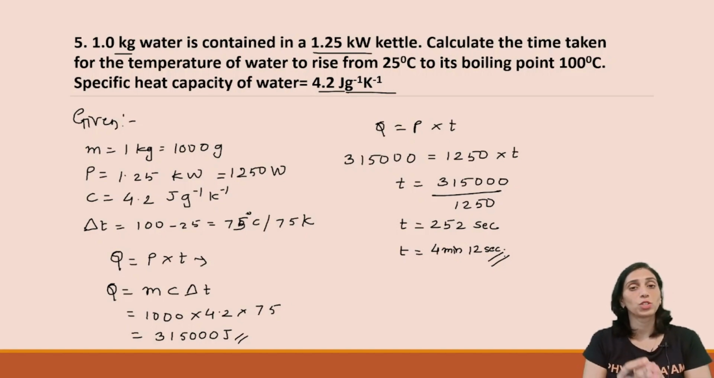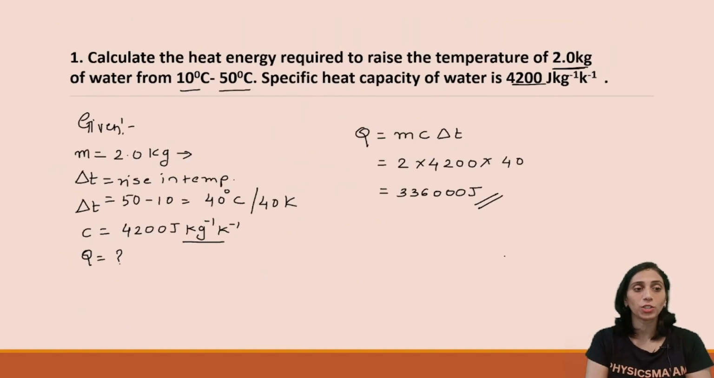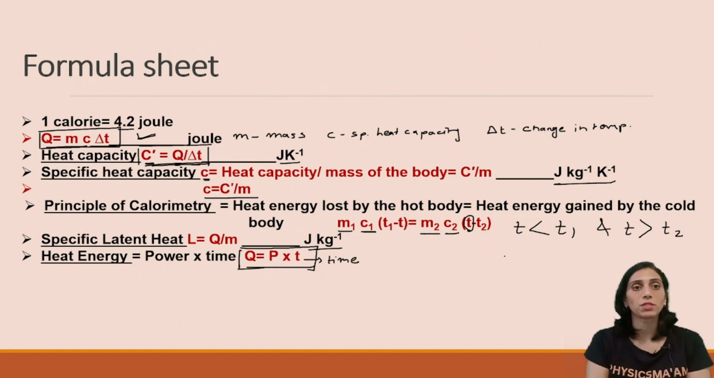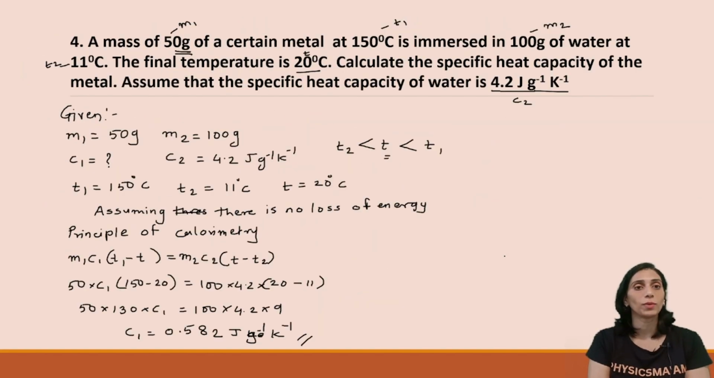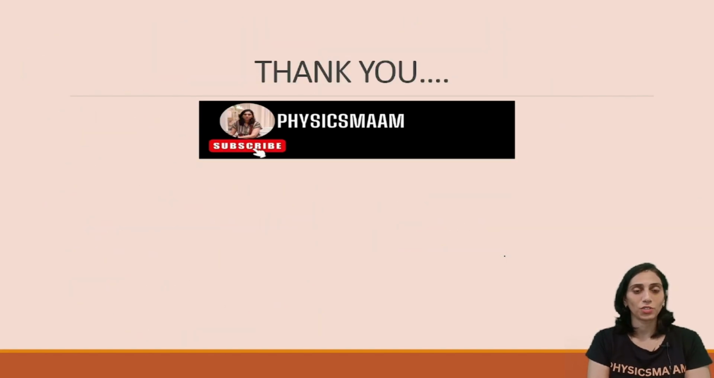So if you try to split the question into different parts, first of all, what is important here? Identifying the quantities: what is given, and how to calculate. And I've shared the formula sheet with you. It is very easy. Nothing comes out of this formula sheet in this particular chapter. So follow that and you will be able to solve any numerical based on calorimetry.